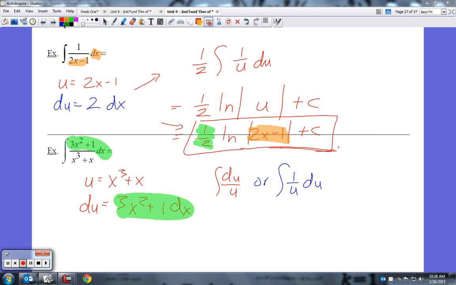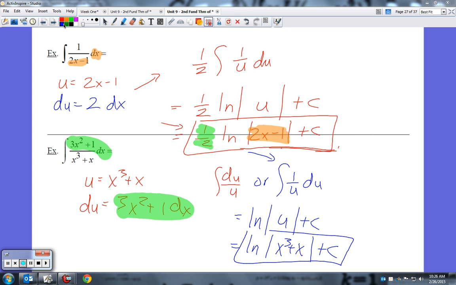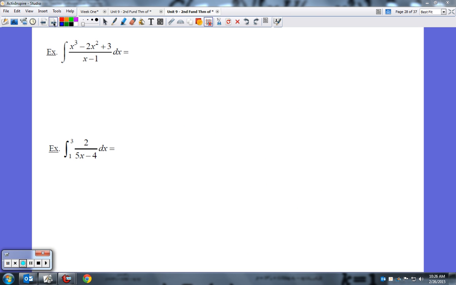To me, when I first learned this, guys, I was one of those people. I prefer to look at it like that rather than this. I didn't see it so easily. So it becomes the natural log of the absolute value of u plus c. But again, you were asked in terms of x. So the natural log of the absolute value of x cubed plus x plus c. That would be your answer. Okay? Alright, so let's move on.